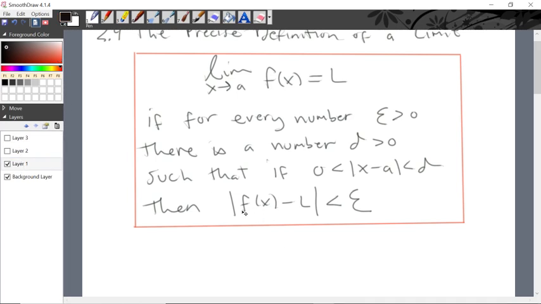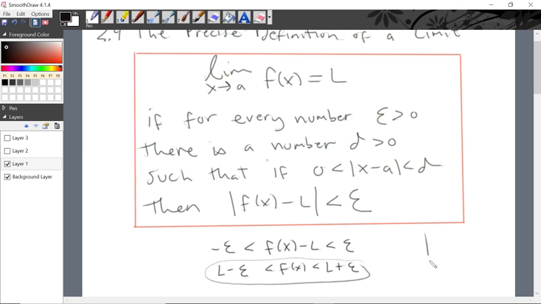To say that the absolute value of f of x minus L is less than epsilon is to say that the difference between f of x and L is bounded between negative epsilon and positive epsilon. And then that means that f of x itself is bounded between, we can add L to everything now, L minus epsilon and L plus epsilon. All right, we've just unpacked that inequality there.